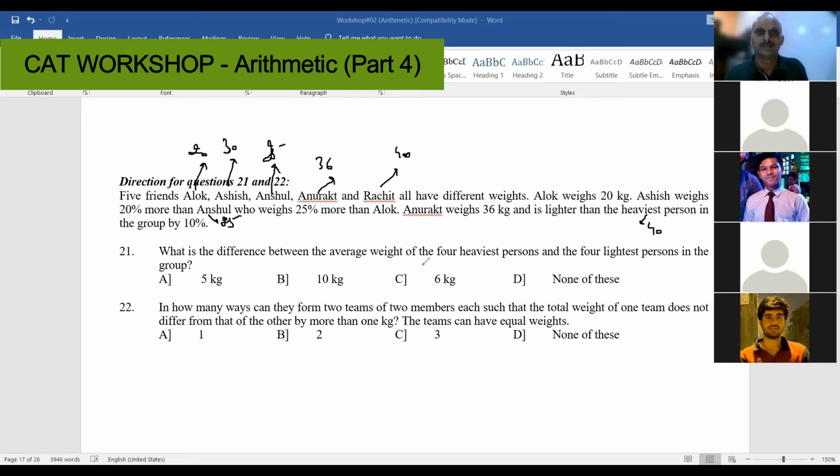Yes, sir. Now for the 21st question, what is the approach you will follow? So 3 people are common. Sir, A option. So 3 people are common, so we take the heaviest left minus the lightest left, divided by 4. So 20 by 4, that is A option.